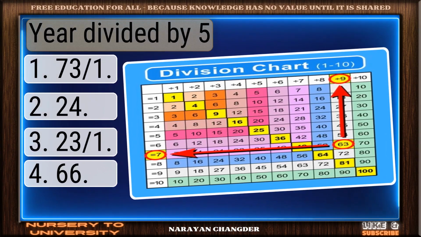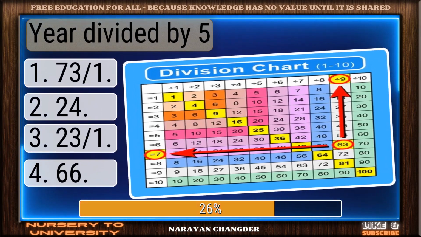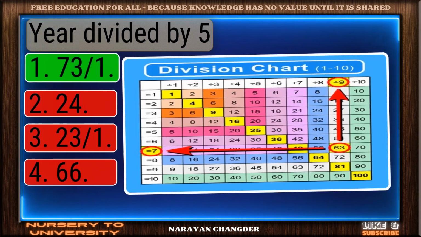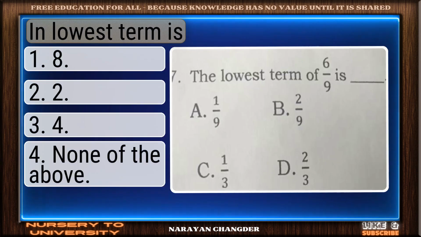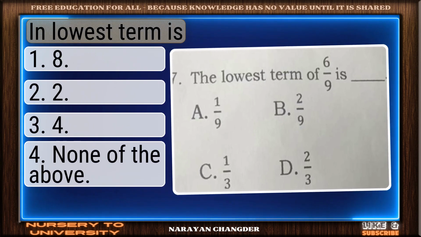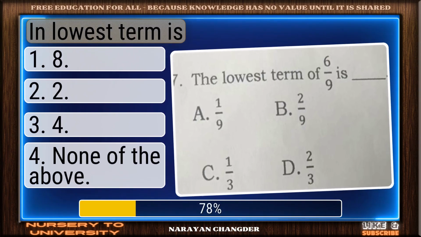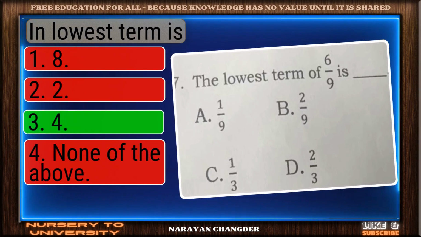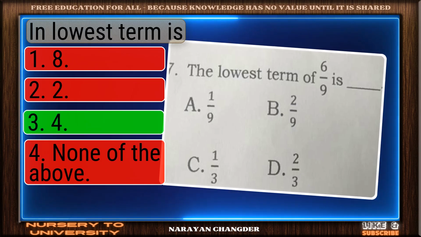Question number 228, year divided by 5. 73 1 is true. Question number 229, and lowest term is? Great job. 4 is the accurate answer.